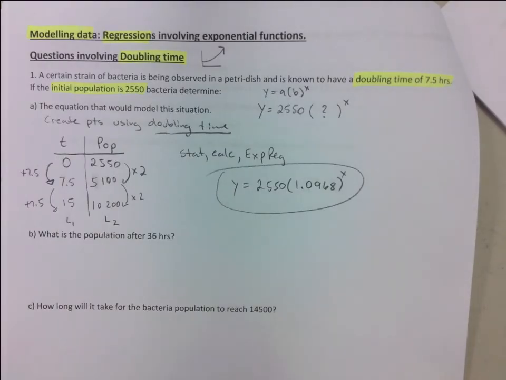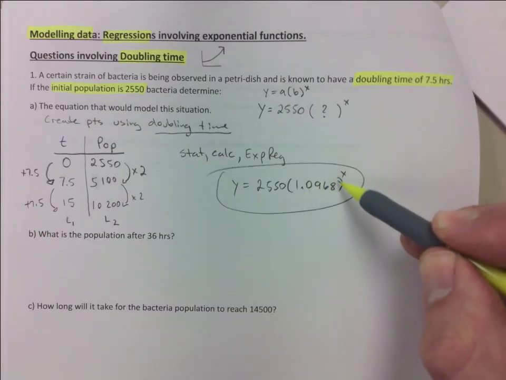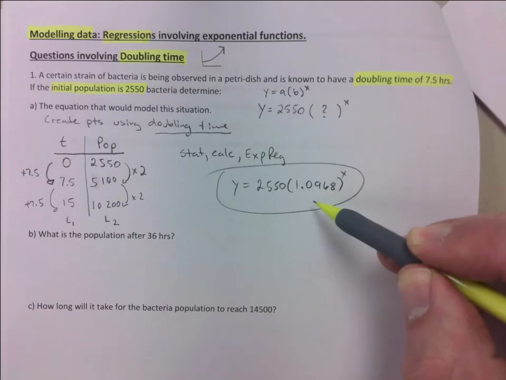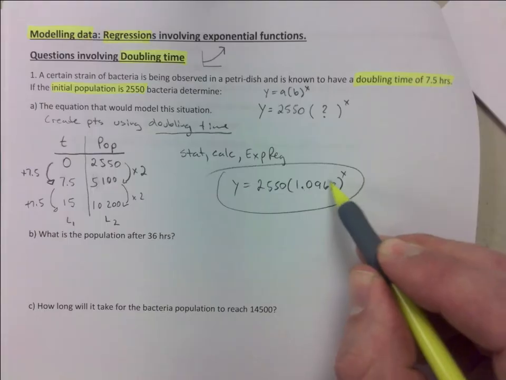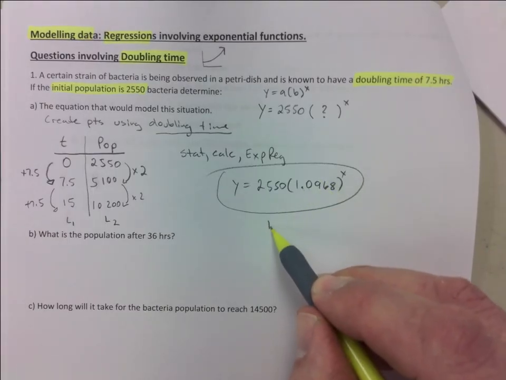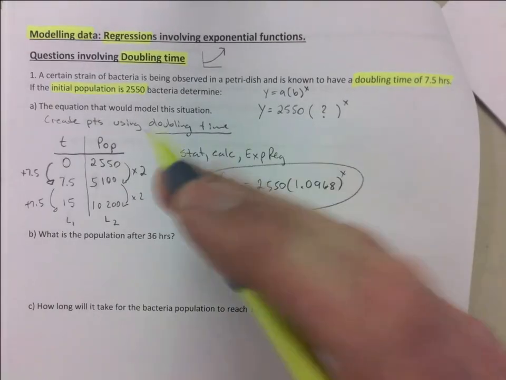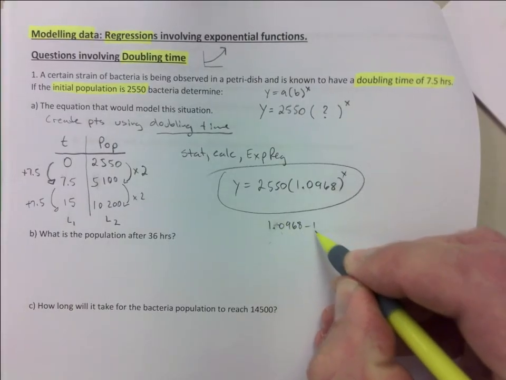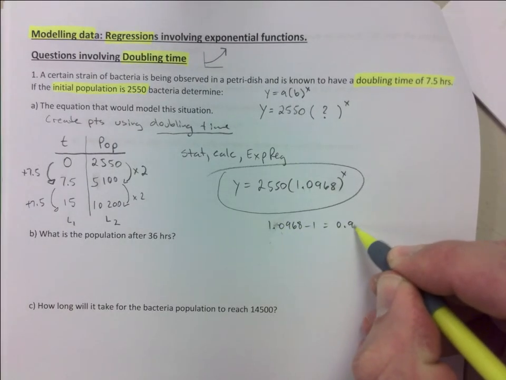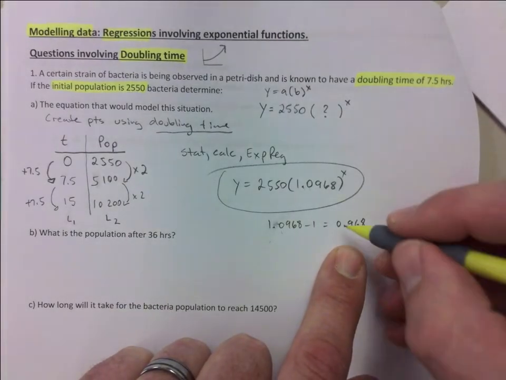I want to talk about it because it's not asking for it. But what is this telling us? What's the percentage of increase every hour? This tells us that. Sorry. 1.0968 minus 1, you're left with 0.0968. Oh, I'm missing a 0.